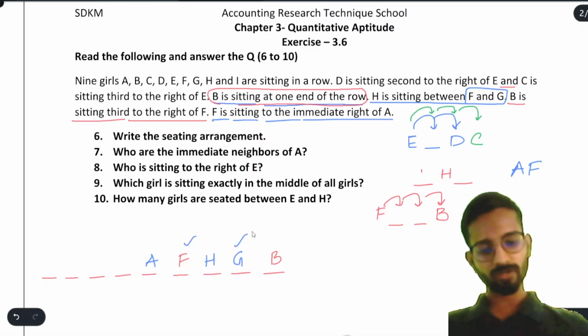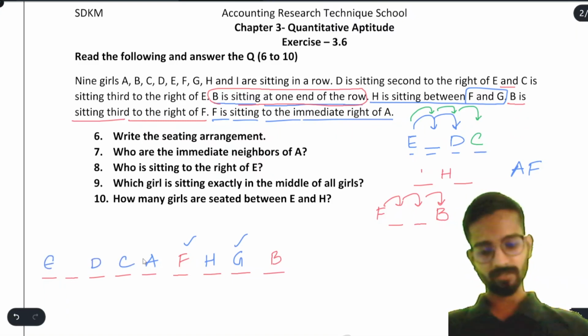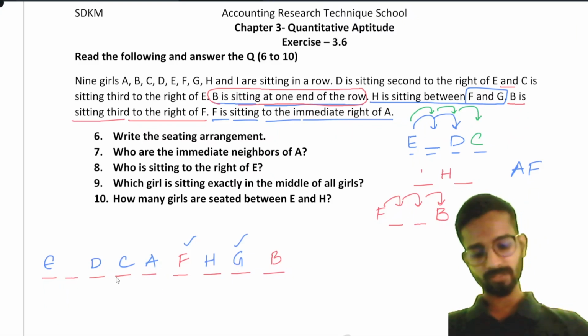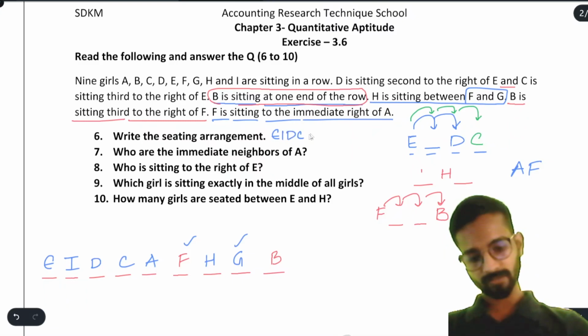Simple. Now what all is left? E, D, C is left. So I can write here E, D, C. So who is left? A, B, C, D, E, F, G, H, I is left. So I will be appearing here. So your sitting arrangement will be E, I, D, C, A, F, H, G, B.